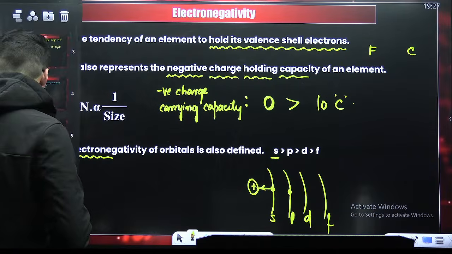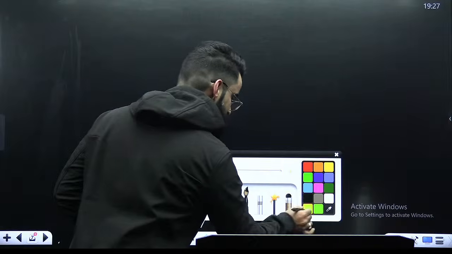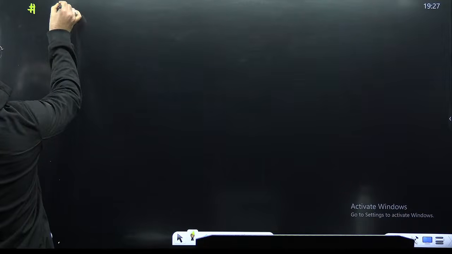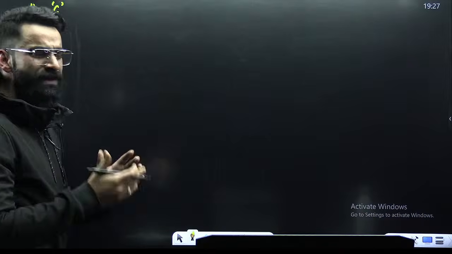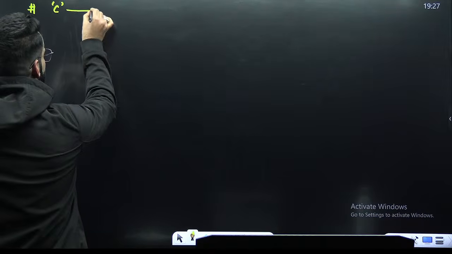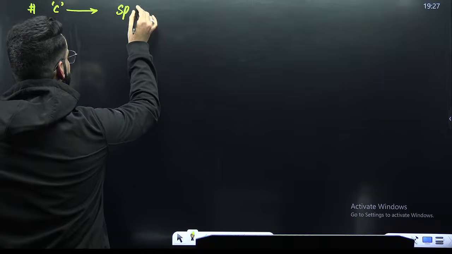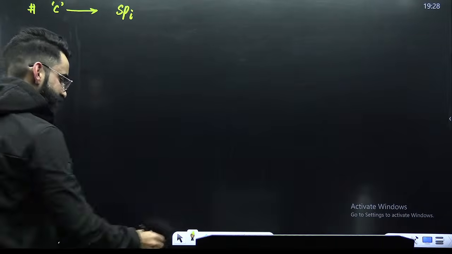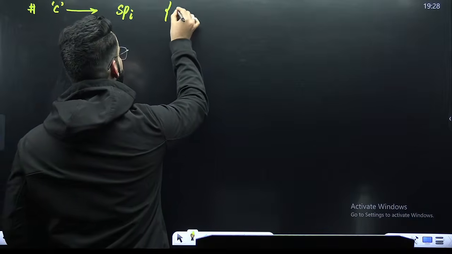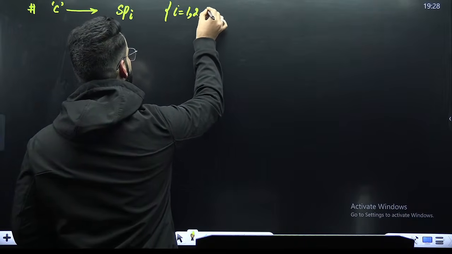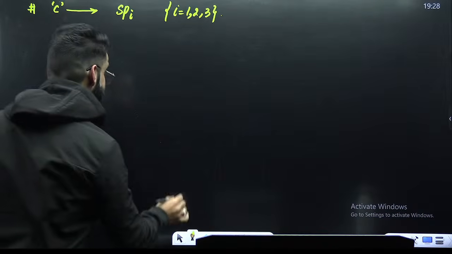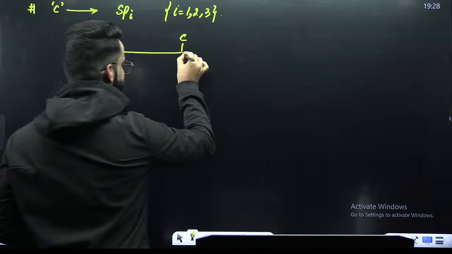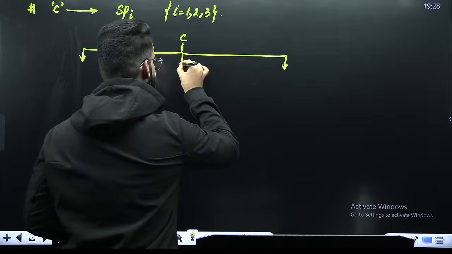Now, my dear students, something which is very important and you should know that too. If I talk about the element carbon, my dear students, carbon shows what kind of hybridization? Carbon shows sp-I hybridization, and this I can be 1, it can be 2, it can be 3. So technically, carbon is going to show 3 types of hybridizations basically.